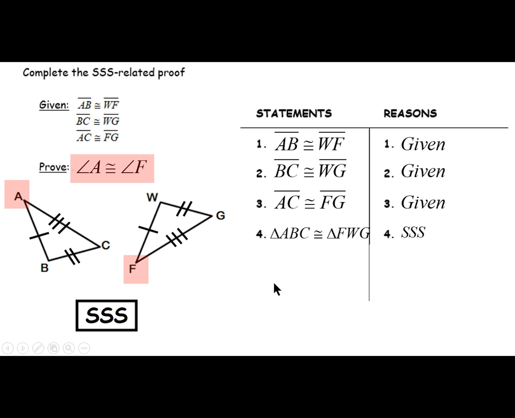That's what CPCTC says. So in this case, we've already proven the triangles are congruent. So now we can say any two parts in the triangles, any two corresponding parts in the triangles are congruent, including angle A is congruent to angle F. And the reason for that would be CPCTC.